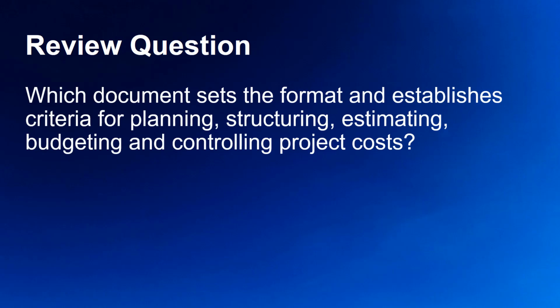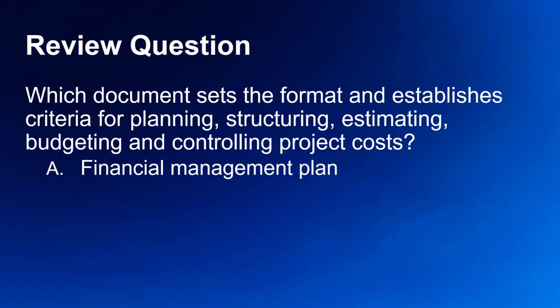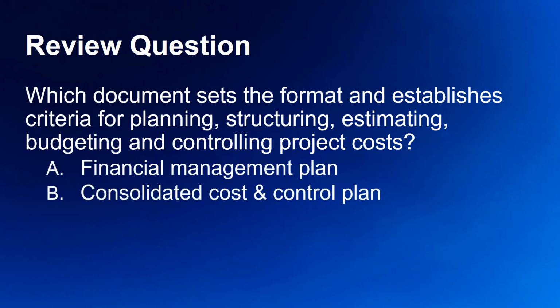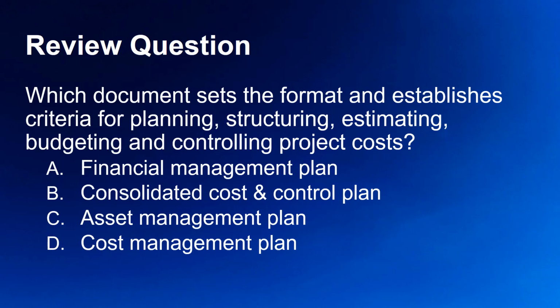And after this fun question, here is a serious review question for you. Which document sets the format and establishes criteria for planning, structuring, estimating, budgeting, and controlling project costs? Is it A, the Financial Management Plan? Is it B, the Consolidated Cost and Control Plan? Is it C, the Asset Management Plan? Or is it D, the Cost Management Plan? I'll give you a few moments to think about the answer here. If you need more time, press pause.